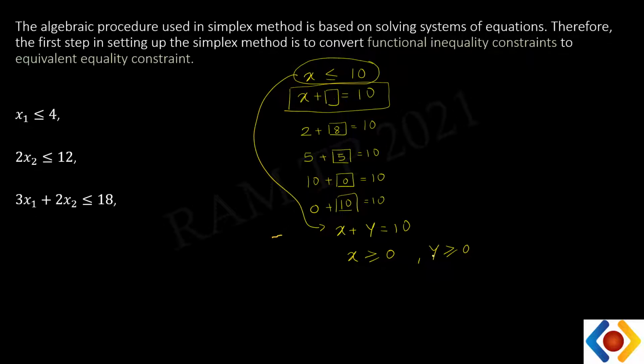Sir, if the inequality is like this, what should we do? If x is greater than or equal to 10. Okay, let's take an example. x is greater than or equal to 10. That means x can be 10, 11, 12, 13, 14, right? So we subtract: x minus y is equal to 10. So if x is 10, y will become 0. If x is 15, y will become 5. Okay, clear?